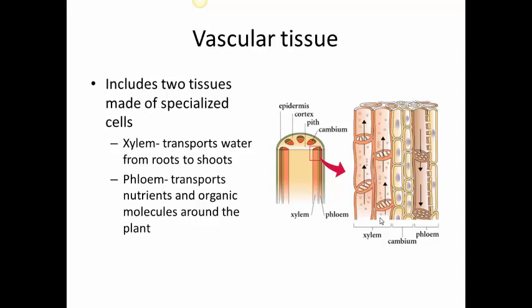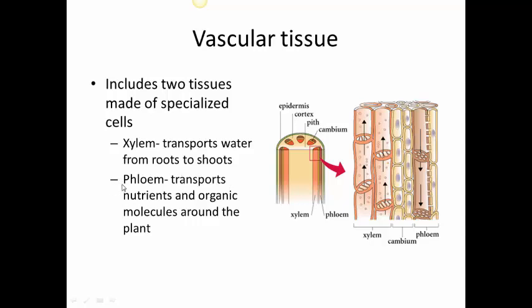Their function is to transport water from the roots of the plant, where it's absorbed from the soil, up to the leaves, where it's required for photosynthesis and other metabolic processes. So that's why we see the direction of the arrows pointing up in this diagram in the xylem tissues.